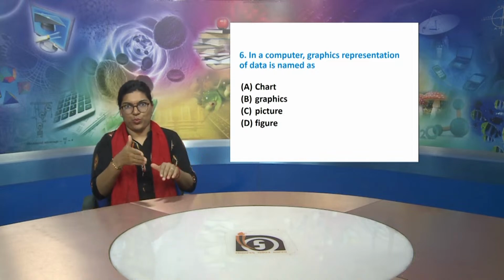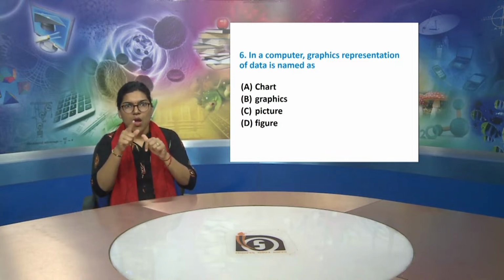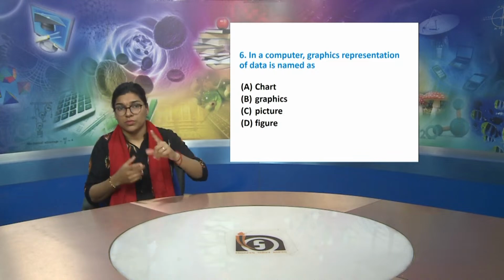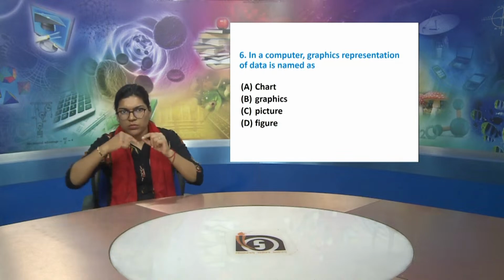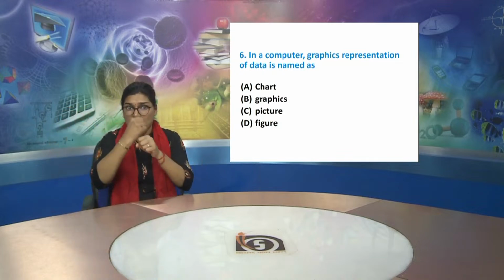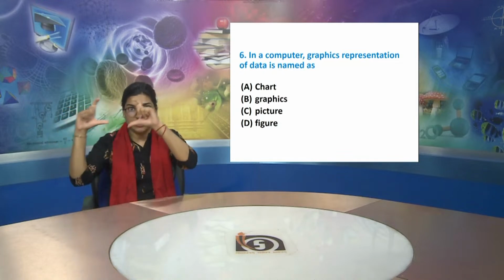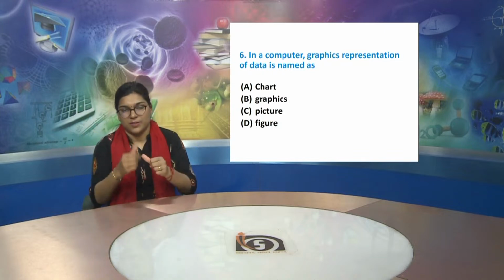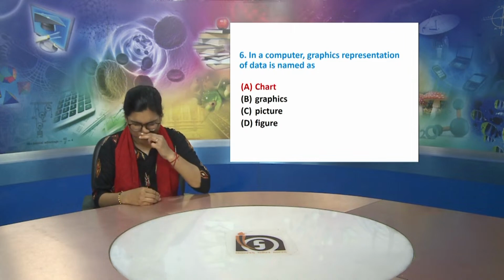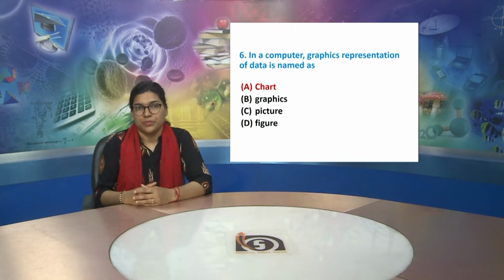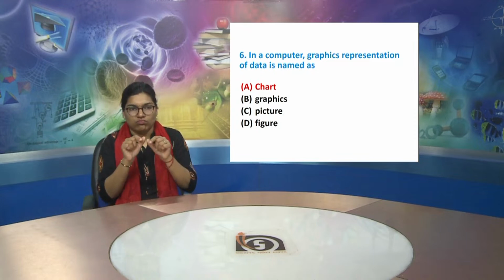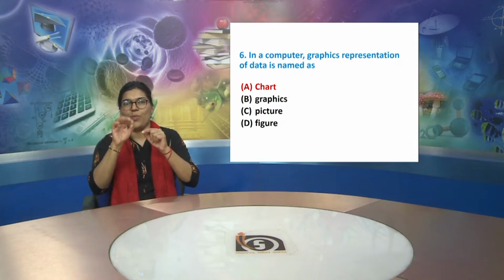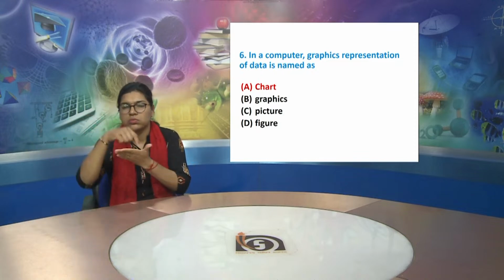Question 6. In a computer, graphic representation of data is named as. There are 4 options available. Option A, chart. Option B, graphics. Option C, picture. Option D, figure. See, the correct option is A. So in a computer, graphic representation of data is named as charts.